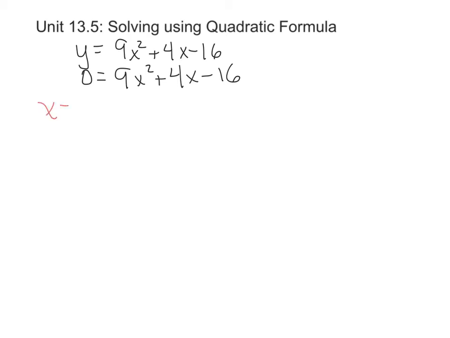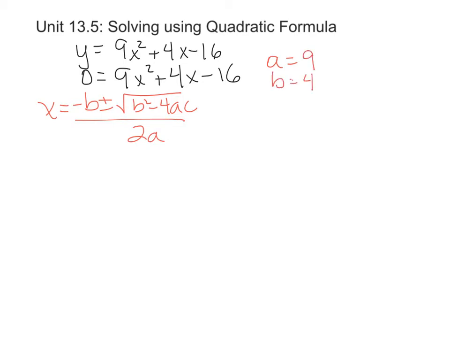So x equals the opposite of b plus or minus the square root of b squared minus 4ac, all over 2a. In this problem, a is 9, b is 4, c is negative 16. So we've got to substitute and solve. That's not that hard.